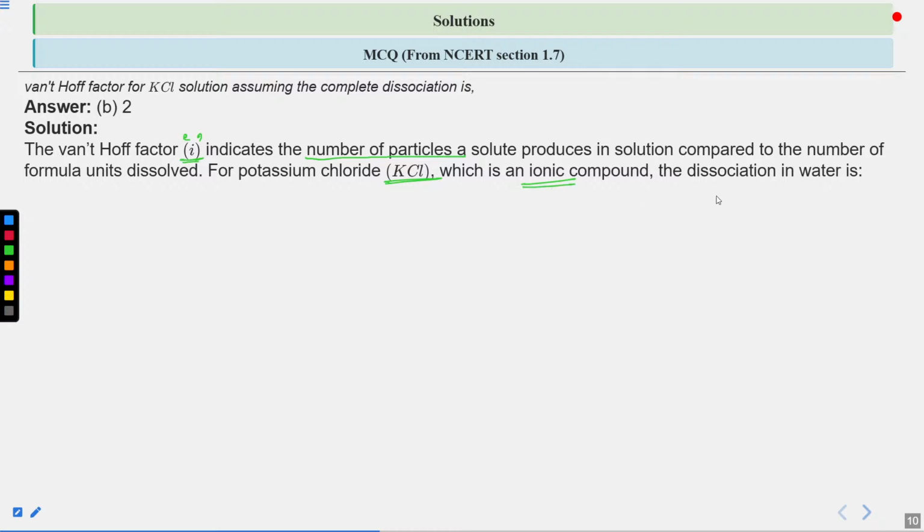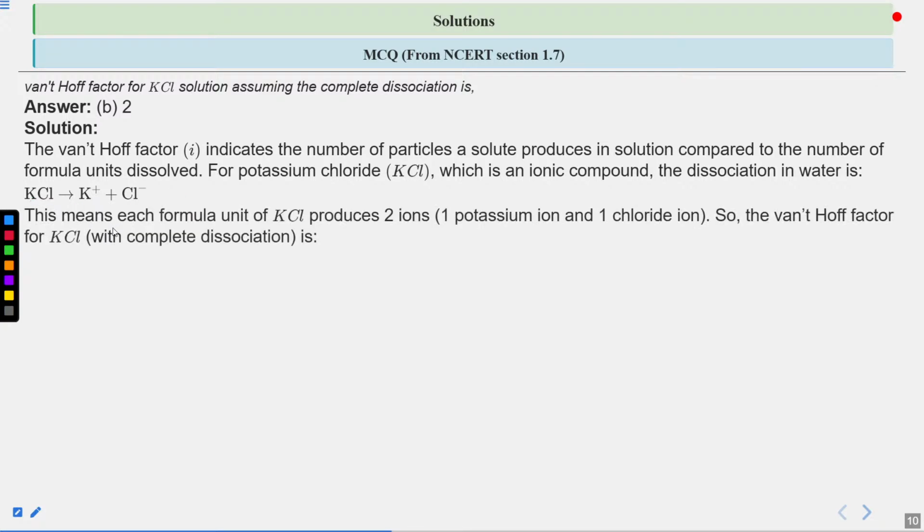The dissociation in water for potassium chloride is: KCl will dissociate into K positive and Cl negative, the potassium ion and the chloride ion. These are the ions which we will get after the complete dissociation of KCl in the water. So what does that mean? This means that each formula unit of KCl produces two ions, one potassium ion and one chloride ion.